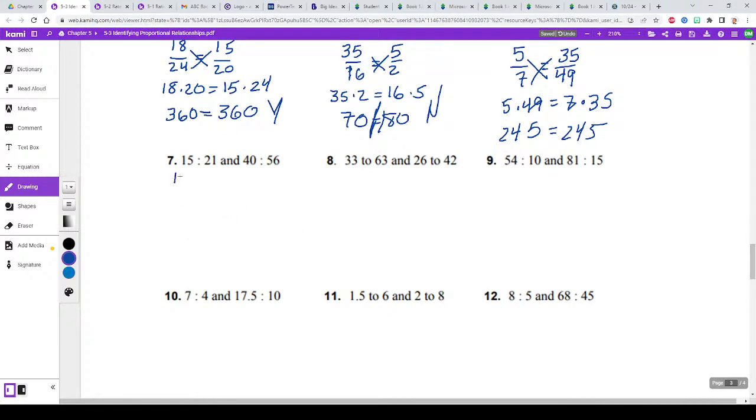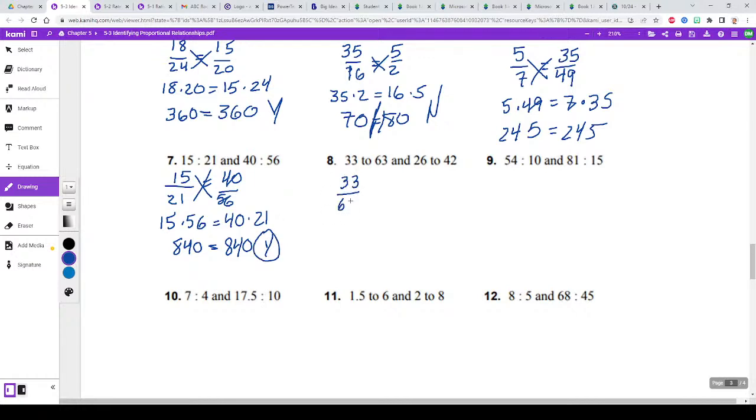Down here we have 15 over 21 equals 40 over 56. Cross multiply. 15 times 56 equals 40 times 21. 15 times 56, that's 840. 40 times 21, that's also 840. So that's a yes.